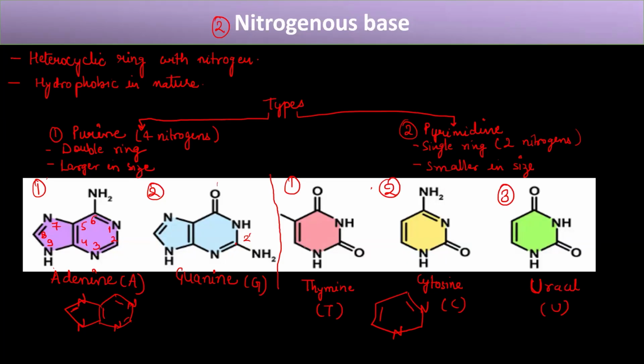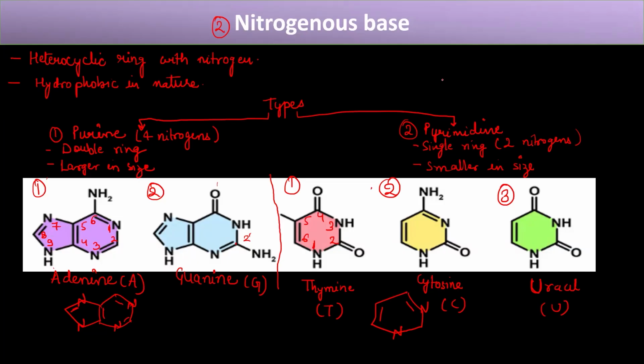Now, how is numbering done in the case of pyrimidine? In the case of pyrimidine, the numbering starts from here. Remember, in the case of purine, the numbering starts from here. But in the case of pyrimidine, the numbering starts from here, and then in anti-clockwise direction, 2, 3, 4, 5, and 6. So it has 6 members, while in the case of purine, it is 9 members. Okay. So this is about the nitrogenous base.